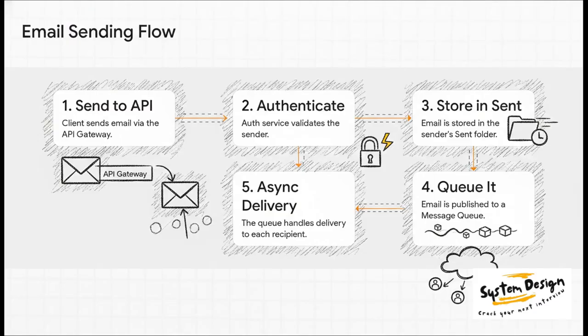Okay, so you hit send. What happens? First, your email goes through the API gateway, gets its credentials checked. Then, to make you feel like it's done, we immediately stick a copy in your sent folder. Boom. But here's the real magic. The system then puts the actual email into a message queue. This is huge. It means we can handle the complicated delivery process in the background, asynchronously. This way, even if 1 million people hit send at the same time, the system doesn't crash. It just adds them to the queue.